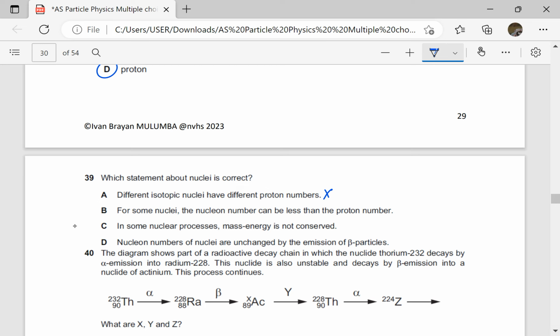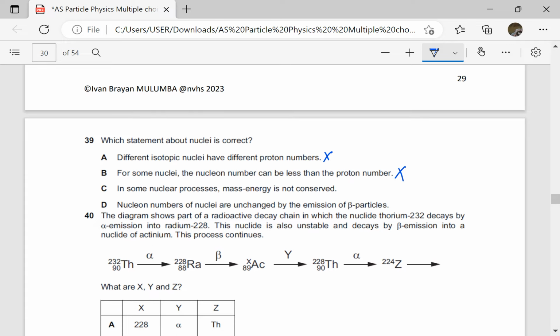For some nuclei, the nucleon number can be less than the proton number. That is not possible because nucleon number is proton number plus neutron number. In some nuclear processes, mass energy is not conserved. That is not possible. In all nuclear processes, proton number, nucleon number, momentum, and mass energy must be conserved. That means we remain with only one option, that is D.